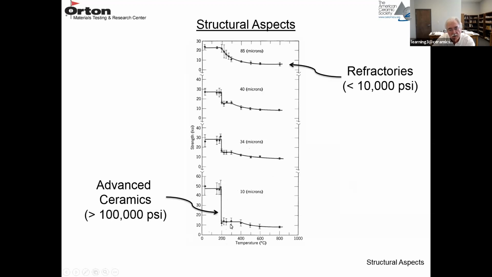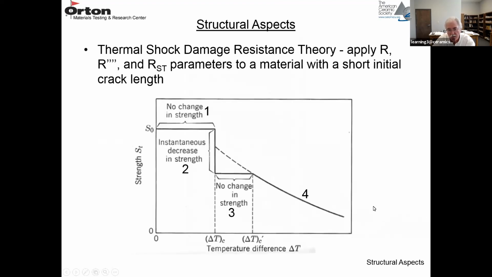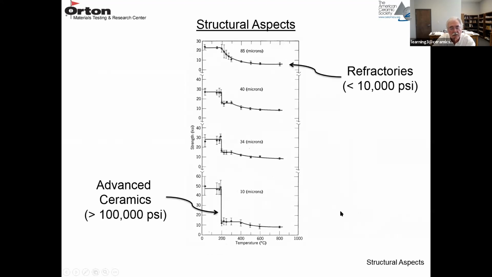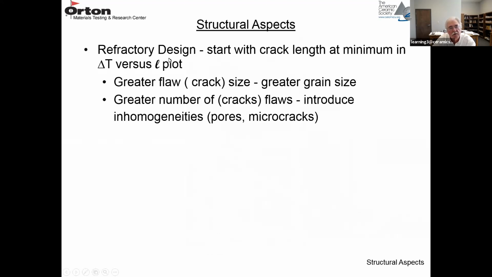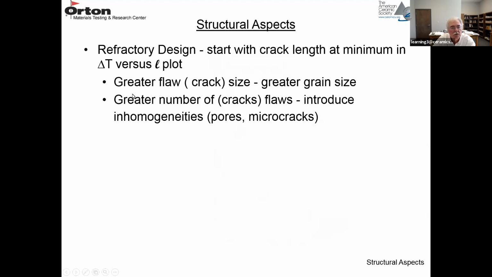So the shapes of these curves are exactly the same as this, which is exactly predicted by theory. So that theory that describes thermal shock damage resistance really works rather well. So if you're designing a refractory, you want to start with the crack length at the minimum in the delta T versus L plot. If you do that, you'll get this gradual strength loss and avoid any type of more rapid strength loss or catastrophic strength loss. You can control that by the size of the flaw.